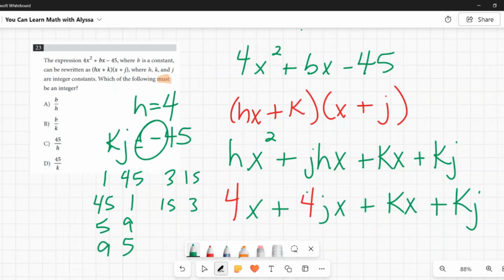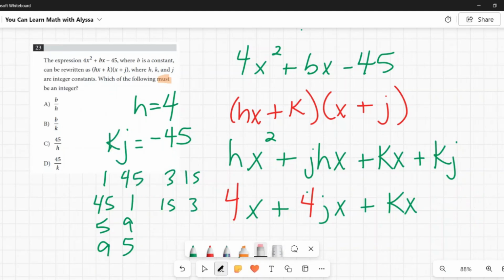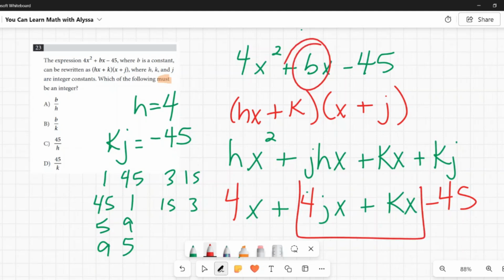And again, that negative can be anywhere, just as long as one of those is a negative. Okay, so I have some ideas as to what this would be. I'm going to replace that over here with k times j being the same as -45. Now, 4j plus k equals b. I know that as well, because 4jx plus kx equals bx. So 4j plus k equals b. I also know that.